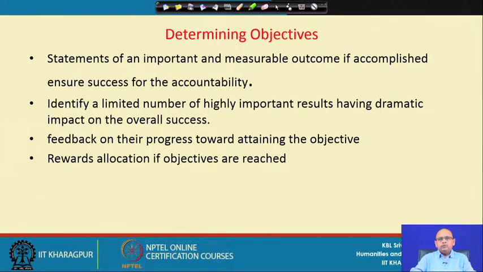So, what you are going to do here is that objectives are nothing else but statements of important and measurable outcomes. So, in different cases it could be different, right. So, you need to identify key result areas, and for each key result area you see what are the results which will have a dramatic or significant impact on the success of the employees. For example, if we look at the same case, say a sales manager, right.